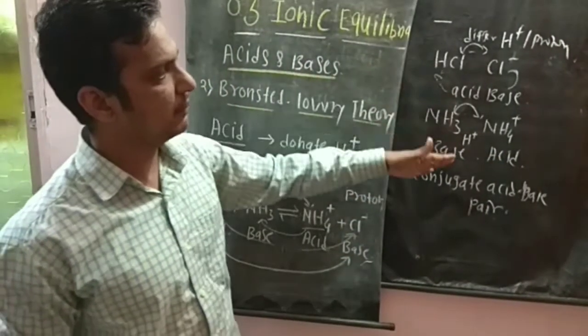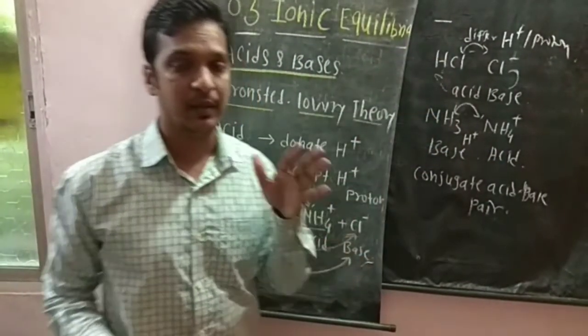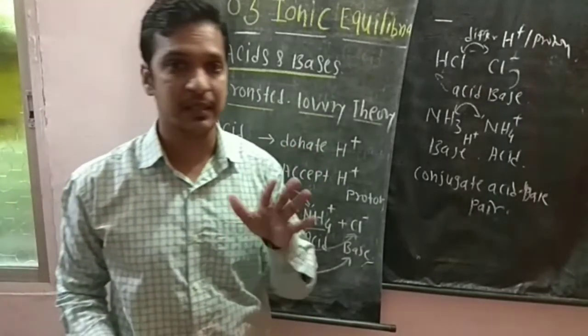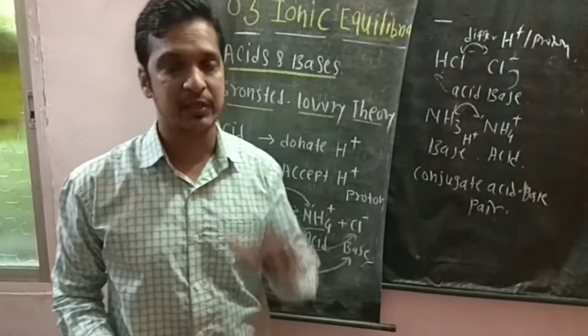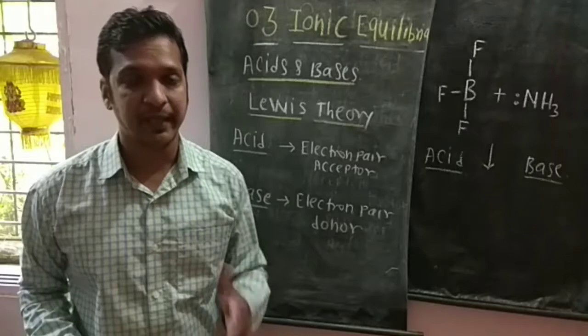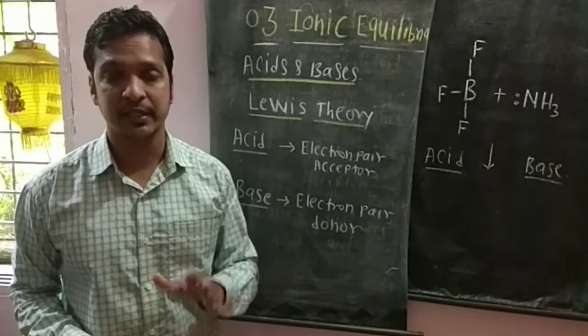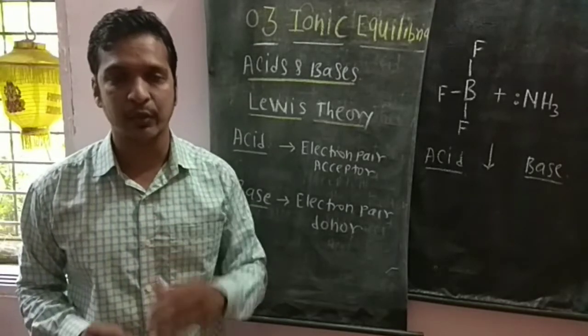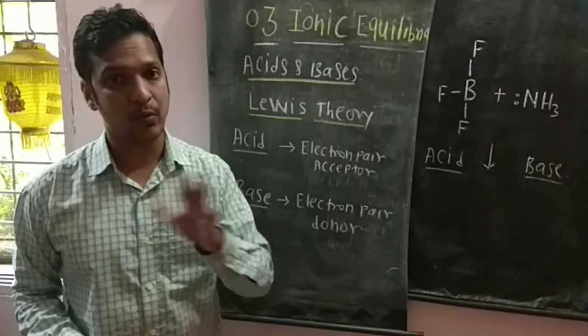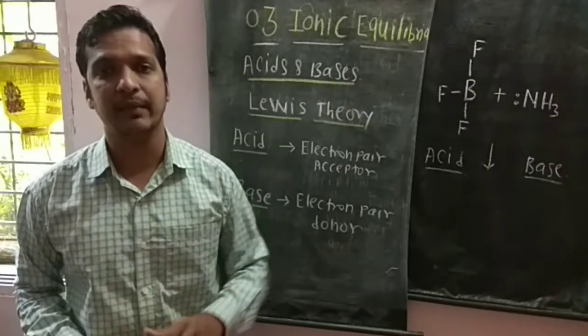So look at the conjugate acid base pair. This pair differs by only H plus, by only proton, and that pair is called conjugate acid base pair. Now let me explain the last theory of acids and bases, which is the Lewis theory. According to the Lewis theory, what is an acid and what is a base? That means the definition of acid and the definition of base.